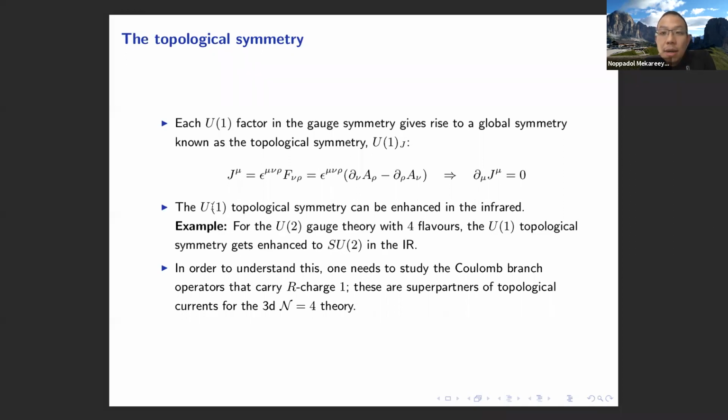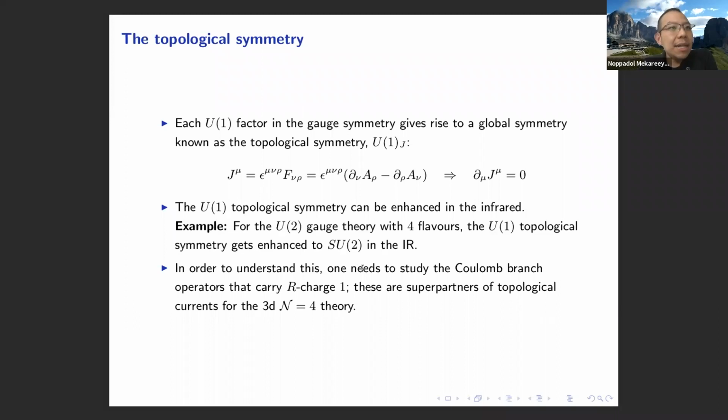Now, each U1 factor gives rise to a U1_J, but the U1_J can enhance further in the infrared. This is quite a well-known phenomenon in 3D theories. Take, for example, U2 gauge theory with 4 flavors. The U1 topological symmetry gets enhanced in the infrared into SU2. How do you see this? This is quite interesting, and we can study it in the language of the superconformal multiplet of a 3D N=4 SCFT.